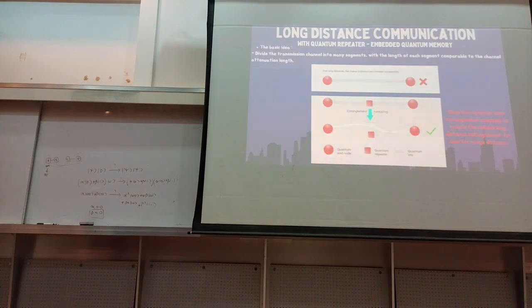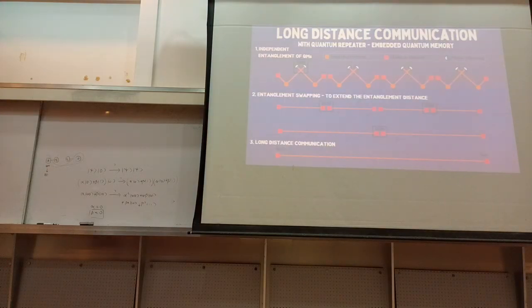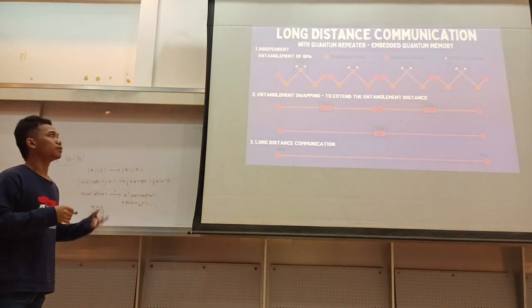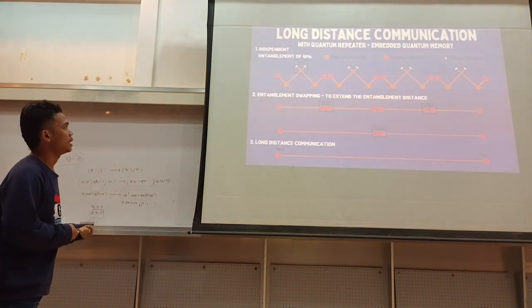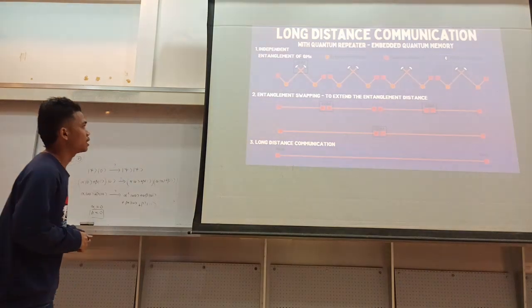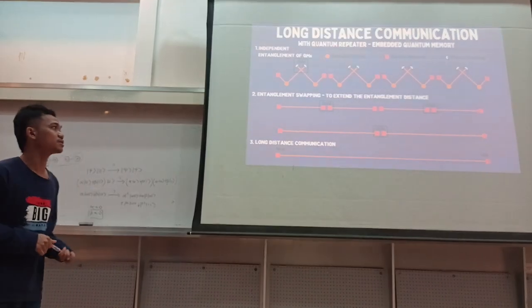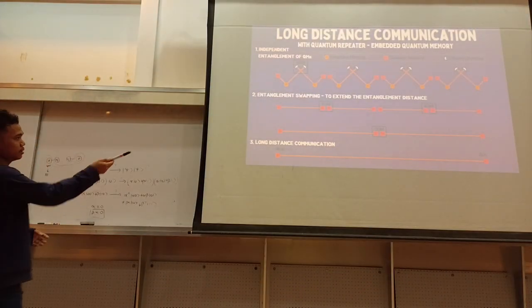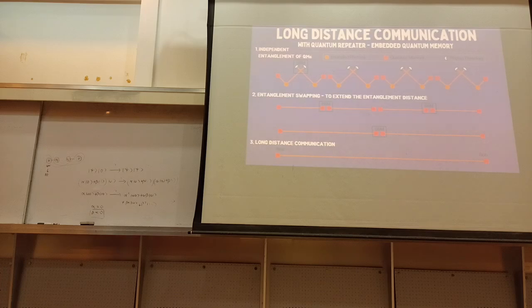So that's our intention. We want to build quantum repeaters with embedded quantum memory. Okay, this is the same thing which I already drew there. So how are we going to entangle this? We are going to implement the Bell state measurement. Later on, we are going to see more about the Bell state measurement. The second step is to do the entanglement swapping. The intention is, of course, to extend the entanglement distance. And after that, long distance communication can be established.